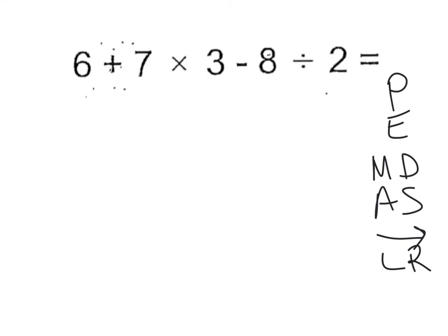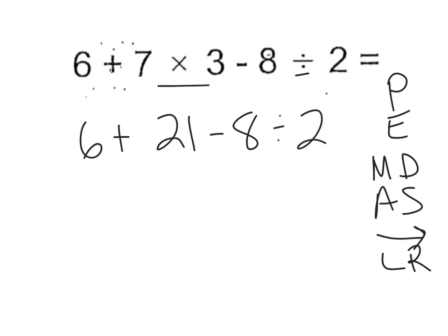In this problem, 7 times 3 comes first, because multiplication and division are equals. So I see a division problem over here, but since I have to see them as equals, left to right comes into play. 7 times 3 is first. So I'm going to write that answer, which is 21. The 6 and the plus fall down. The minus 8 falls down. The divided by 2 falls down. Didn't use any of that.